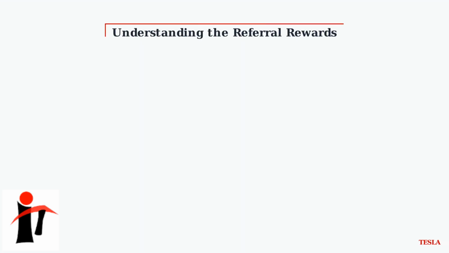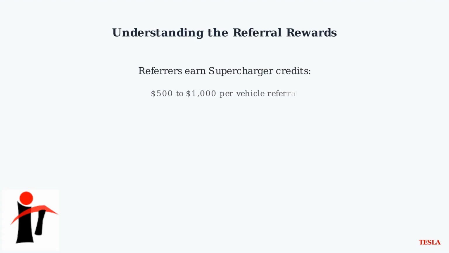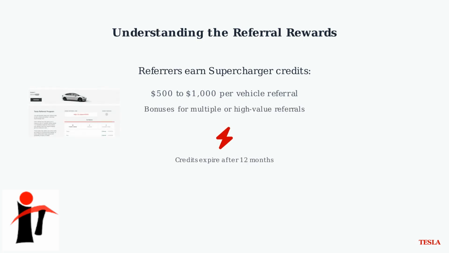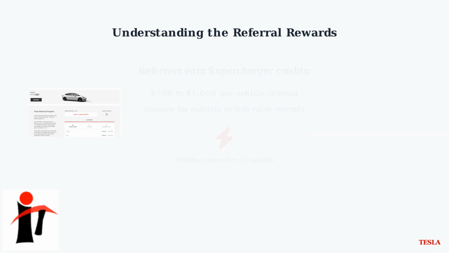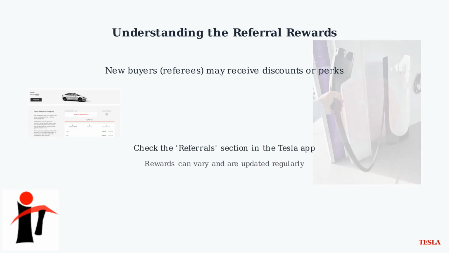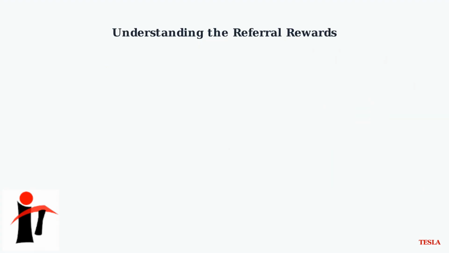Tesla's referral program offers dynamic rewards that change based on current promotions. As of 2025, referrers can earn supercharger credits ranging from $500 to $1,000 for each successful vehicle referral. There are also bonuses available for referring multiple customers or high-value purchases, like Cybertruck buyers. These credits can be used at Tesla supercharger stations worldwide. The referees, or new buyers, may receive discounts on their purchase or other perks as part of the program. To see the most current reward details, always check the Referrals section of the Tesla app, as these rewards can vary and are regularly updated.